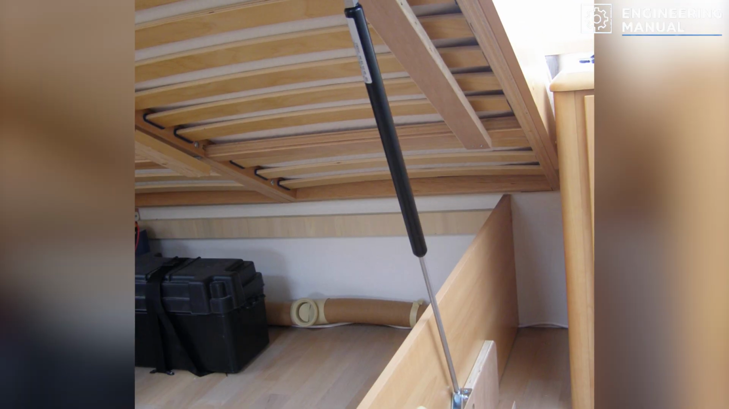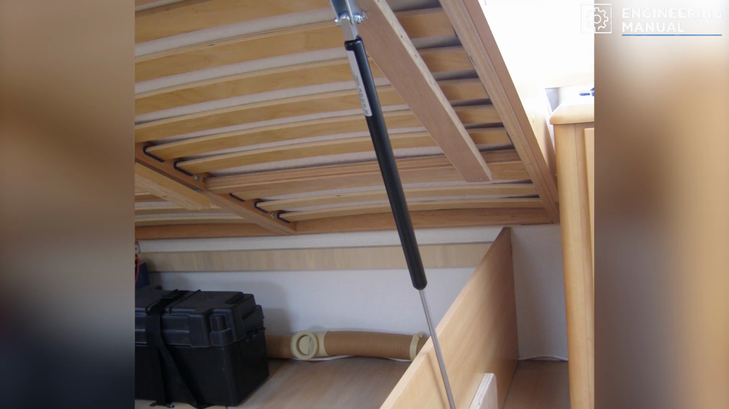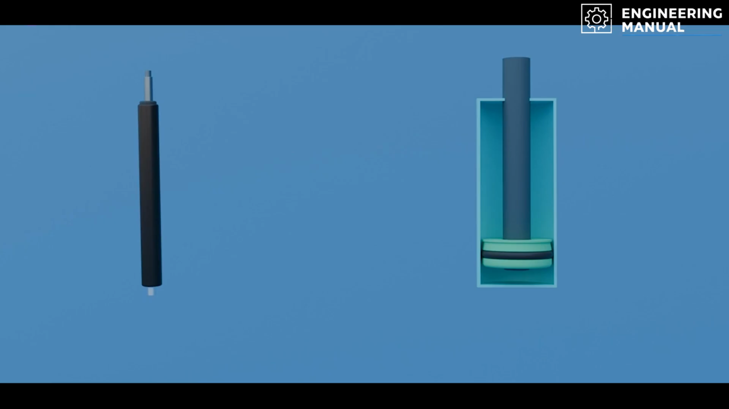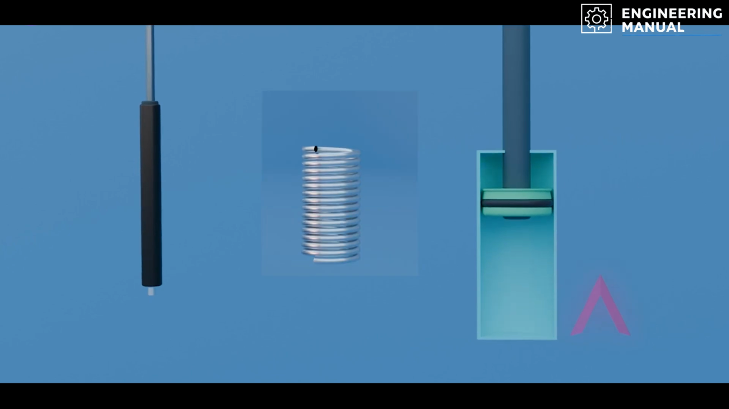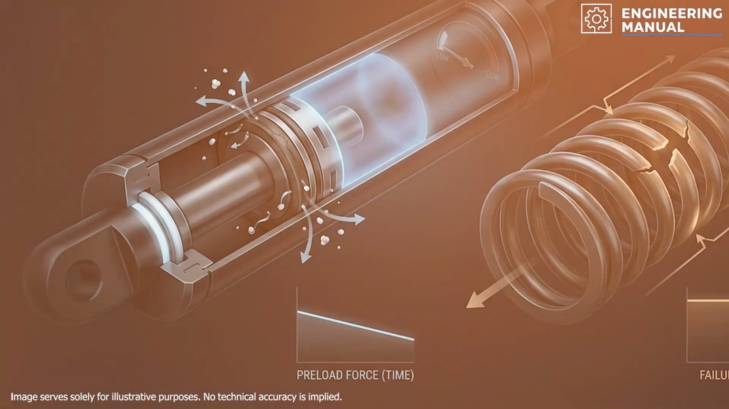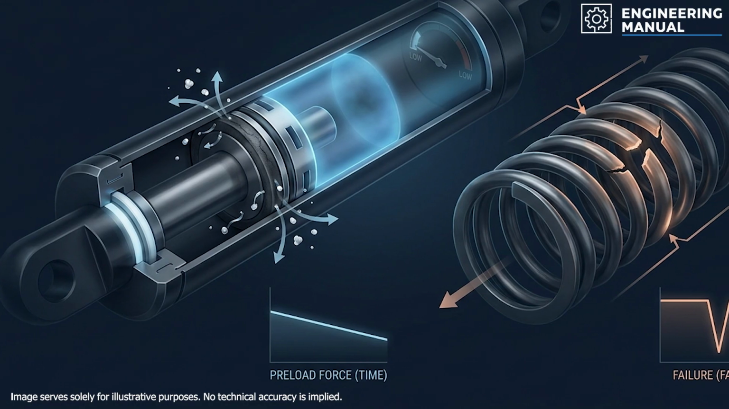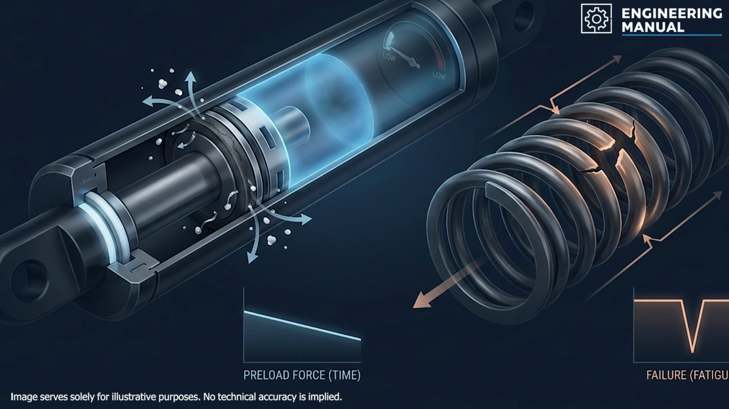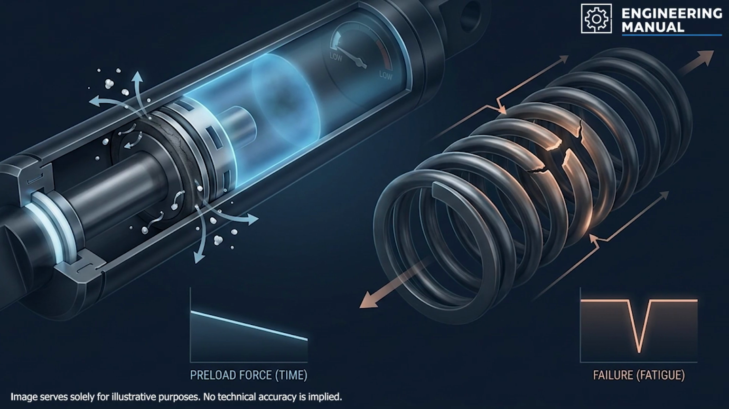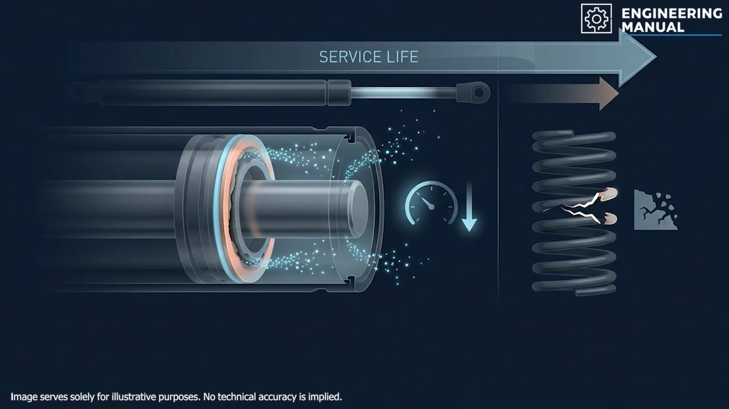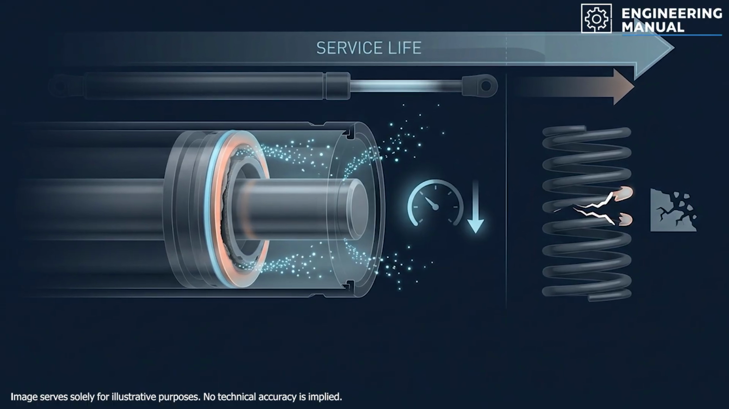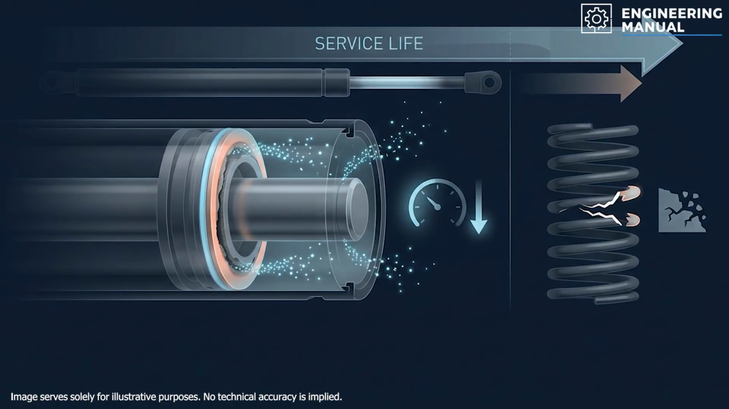Gas springs change force output with ambient temperature due to ideal gas behavior, making them less predictable than metal springs in tightly controlled force applications. Sealing is the primary failure mode. Seal wear introduces gas leakage, which slowly reduces preload force over time. Unlike mechanical springs, which fail through fatigue or fracture, gas springs gradually lose pressure over service life.